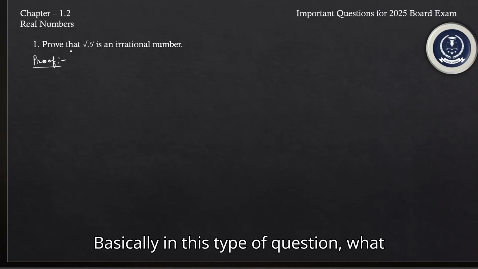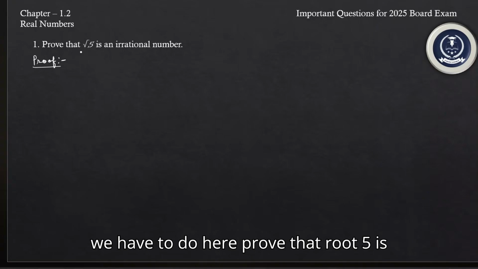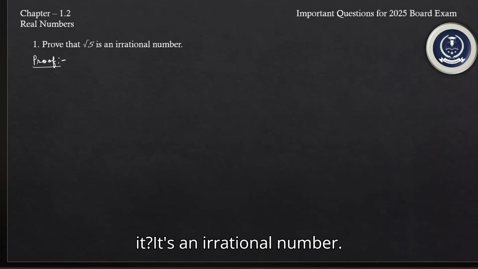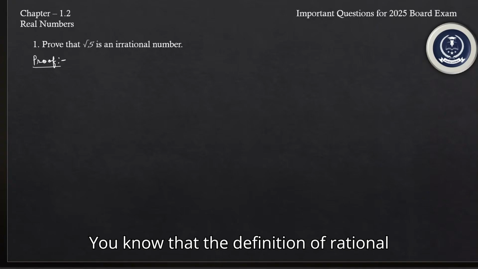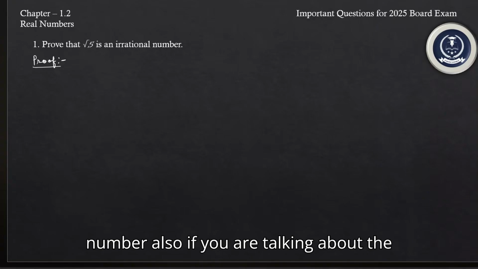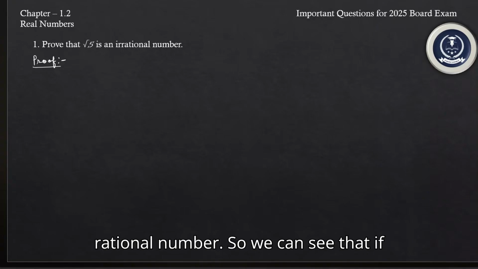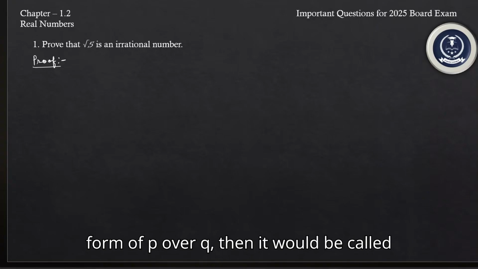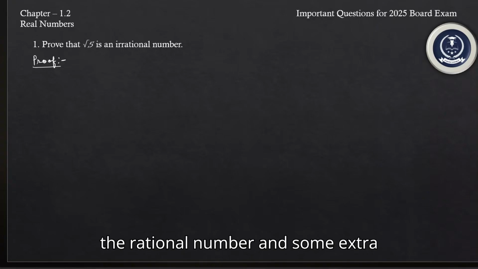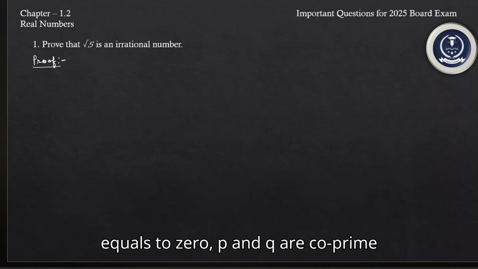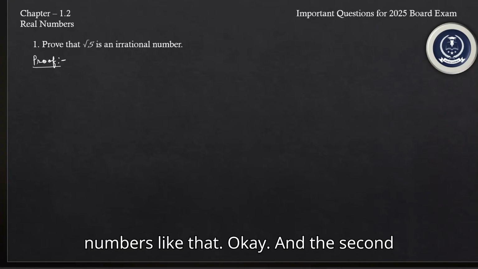Basically, in this type of question, what do we have to do here? Prove that root 5 is an irrational number. So how can we prove it? You know the definition of a rational number and an irrational number also. If any number can be expressed in the form of p over q, then it is called a rational number. Q is not equal to 0, and p and q are co-prime numbers.